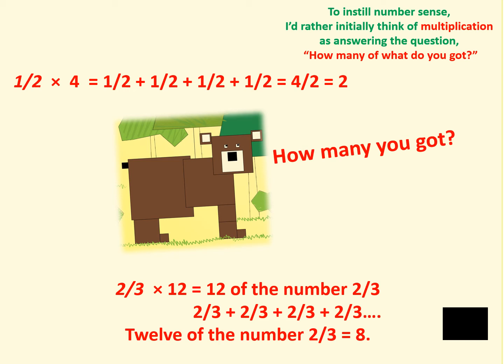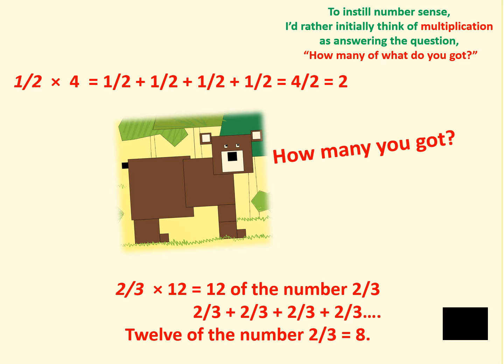Suppose we multiply 1/2 by 4. Well, what does that tell us? It tells us that we have 4 1/2s. We have a half, and a half, and a half, and a half. We have 2. But 2 is less than 4. This is not what children expect when they do a multiplication problem.